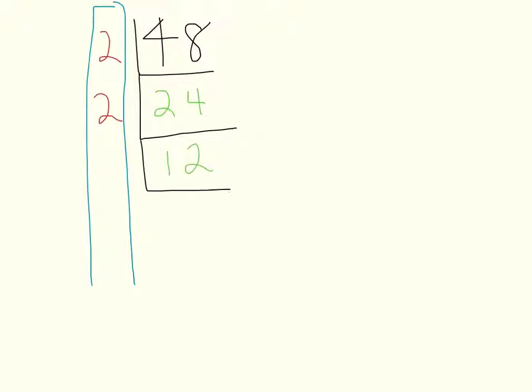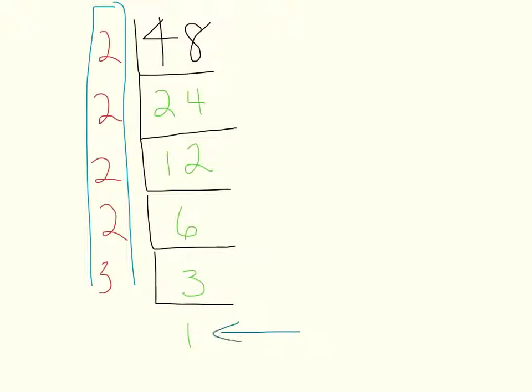So all I'm doing is just dividing again and again and again. I have 2 that's going to go in there. 2 goes into 12 6 times. 6 is even again, so I'm going to have 2 go in there. I'm left with 3. Now I want to ask myself what prime number goes into 3. The only one is 3. And then 3 goes into 3 one time. So just as a reminder, when I'm done with a 1 at the bottom, that means that I am all done.